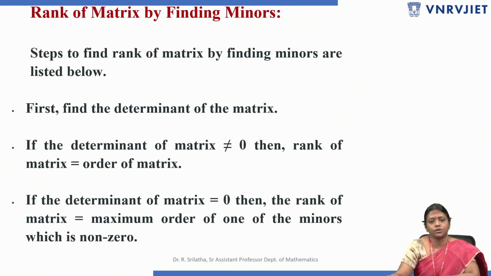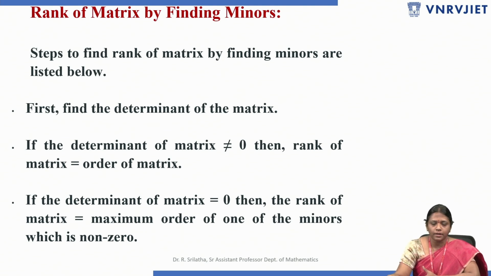So by using the first method, now we can find the rank of a matrix. This is the first method, rank of a matrix by using minors. First, let us know the steps for finding the rank of a matrix using minors. The first step is we need to find the determinant of the matrix. The second step is if the determinant of the matrix is not equal to 0, then the rank of the matrix is equal to the order of the matrix. And the third one is if the determinant of the matrix is equal to 0. So here we can't directly find the rank.